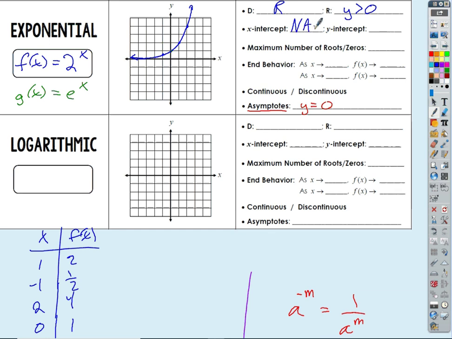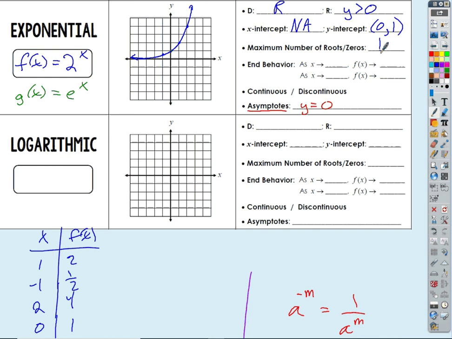What about the y-intercept? The y-intercept is 0, 1. Every time, no matter what the base is, the y-intercept is always 0, 1. Now, what's the maximum number of roots or zeros? It's going to be 1 in this case, and for reasons that we'll get to later, it's going to be 1.